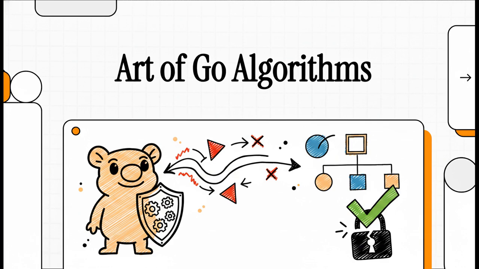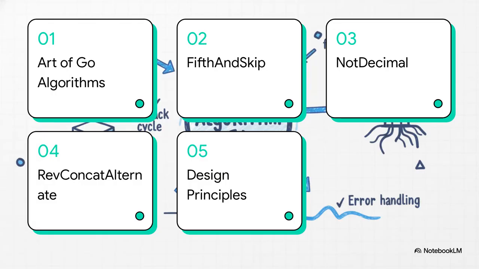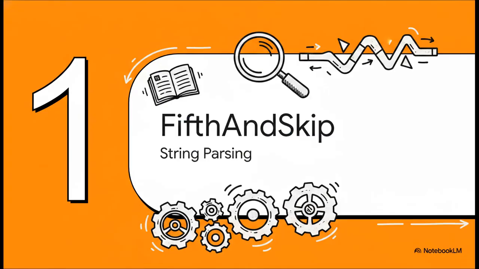Let's get into it. Here's a quick look at our agenda. We'll start with the art of Go algorithms, then look at string parsing in fifth and skip, the concatenation trick in not decimal, backwards iteration in rev count alternate, and wrap up with some core algorithm design principles. All right, section 1, fifth and skip, string parsing.